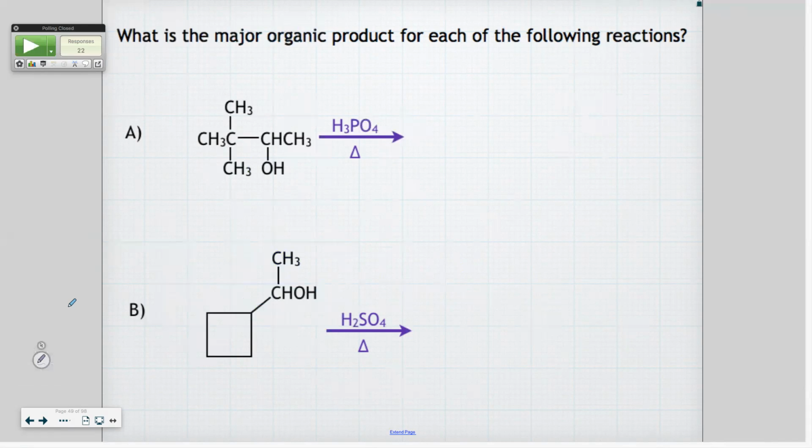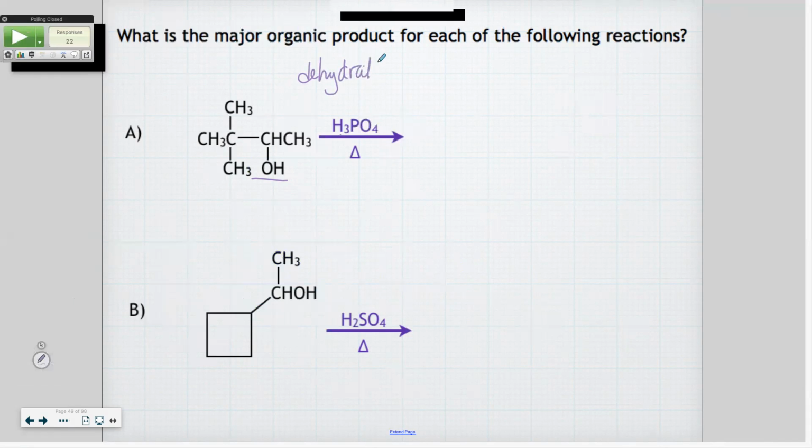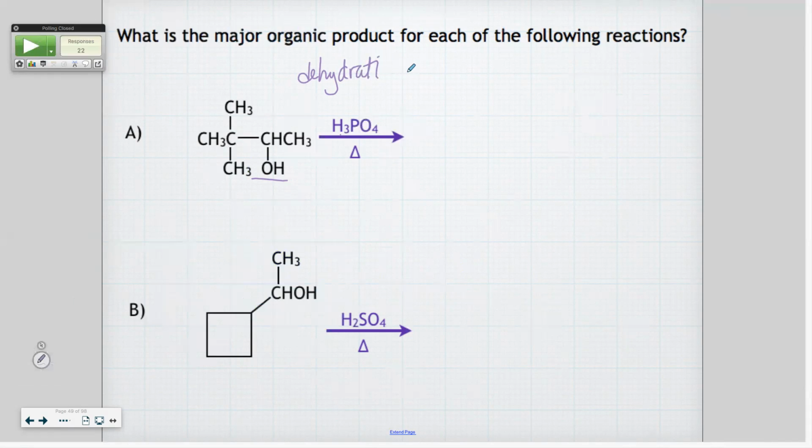Okay, so this is an alcohol and an acid, so it's dehydration. Okay, so what happens? The acid's going to protonate the OH. You're going to lose water and make a carbocation. So what do you think we're going to do?